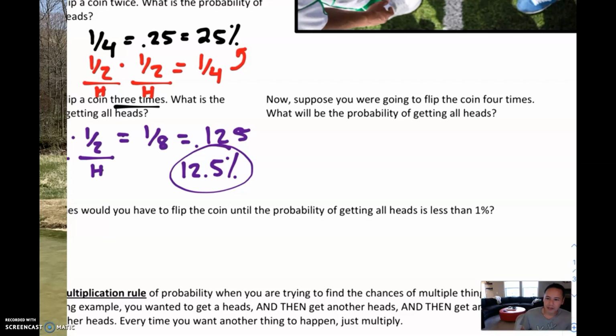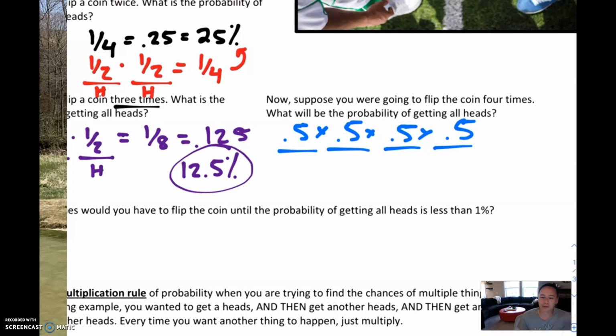Now suppose we were going to flip this coin 4 times. What's the probability of getting all 4 heads? Well, I think you kind of understand what we're doing here. You could draw out 4 slots. 1, 2, 3, 4. And the chance of getting a head on the first one is 1/2. Let's just call it 0.5 this time. 1/2 and 0.5 are the same. The chance of the next one is 0.5. The next one, 0.5. The next one, 0.5. So we would multiply all of these together.